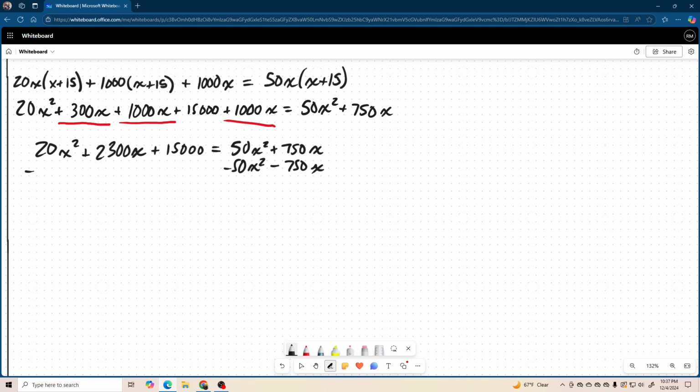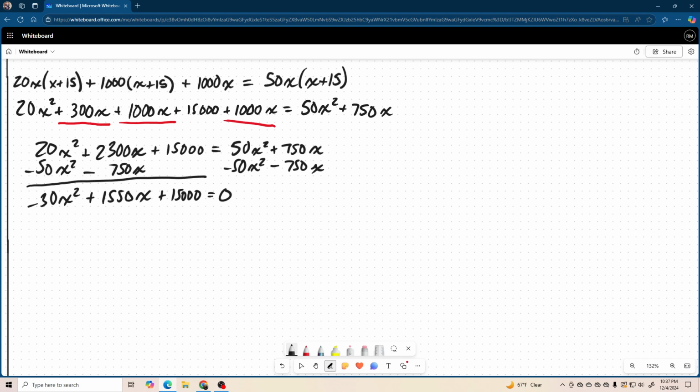So over here we have minus 50x squared. And then what was this? Minus 750x. So minus 750x. Let's go ahead and add everything here. So 20 minus 50 is negative 30x squared. And then we have 2300 minus 750, which gives us 1550, so plus 1550x, and then plus 15,000 equals 0. So you can see this is just your regular everyday fun problem.